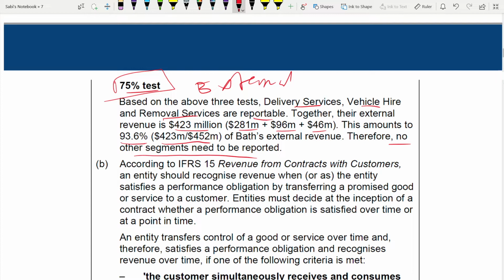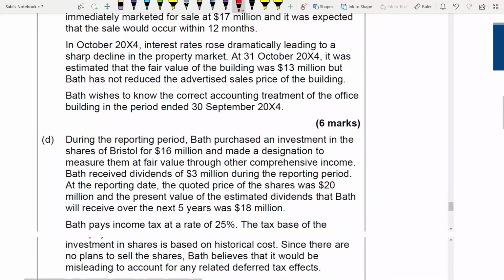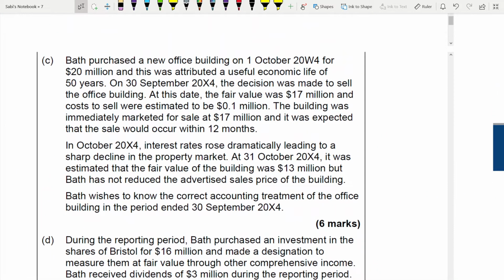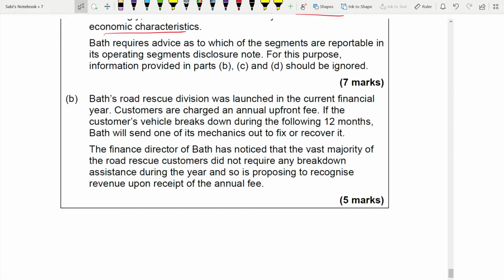Now we are coming to part B. Part B is a different standard. It is about revenue, for 5 marks. The Road Rescue Division was launched in the current financial year. Customers are charged an annual upfront fee. If the customer's vehicle breaks down during the following 12 months, Bath will send one of its mechanics out to fix or recover it. The finance director of Bath has noticed that the vast majority of road rescue customers did not require any breakdown assistance during the year, and so is proposing to recognize revenue upon receipt of the annual fee.